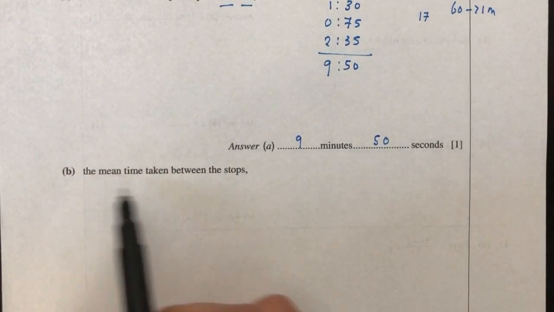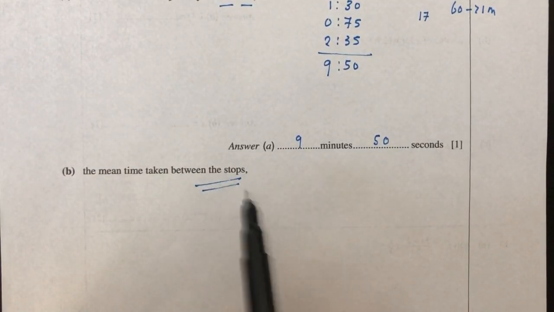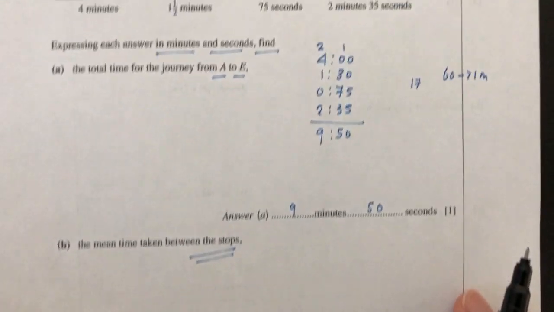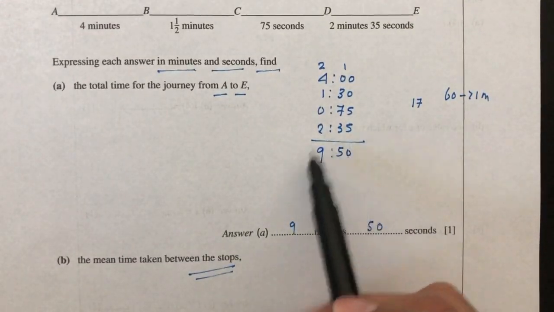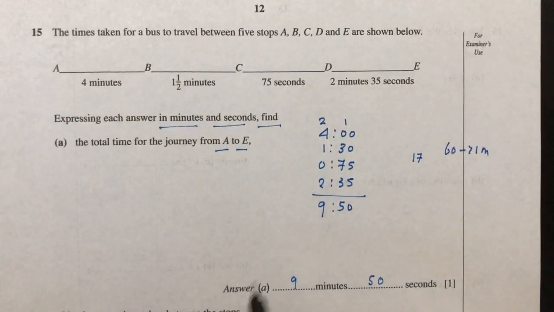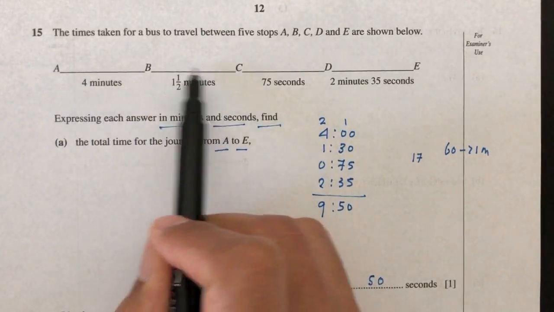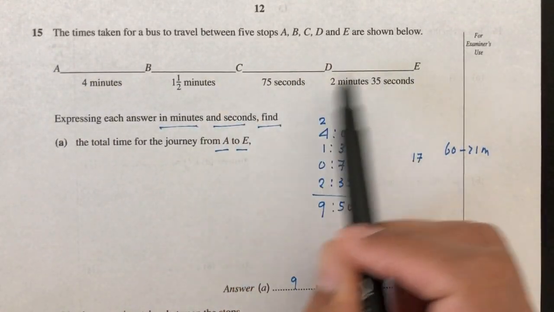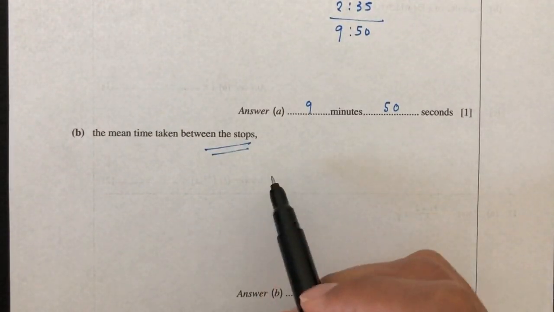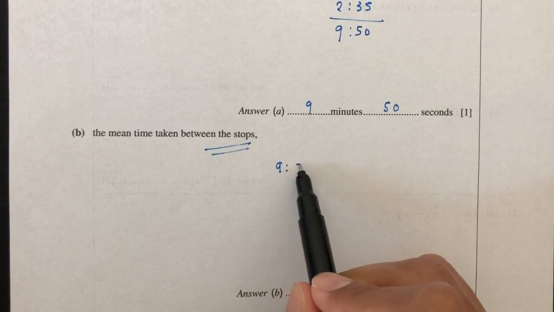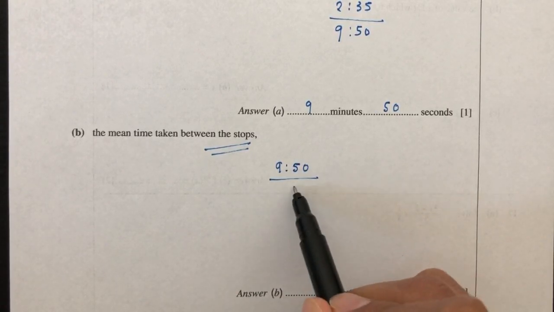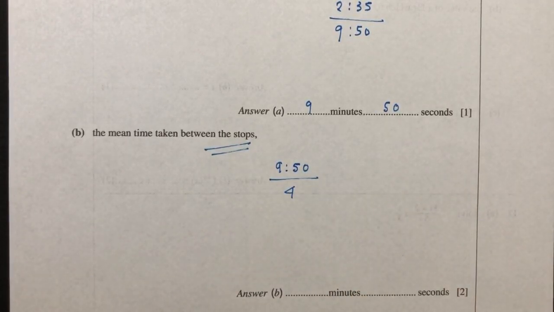So part B, find the mean time taken between the stops. The sum of time taken between the stops is this much. Now, how many between stops do we have? We have 1 between stop, 2 between stop, 3 and 4. So we have to take this time and divide by 4. So 950 divided by 4. That will be what?